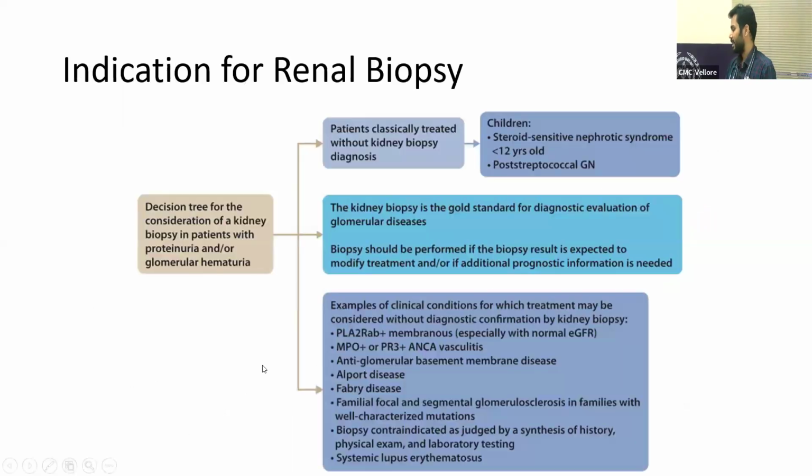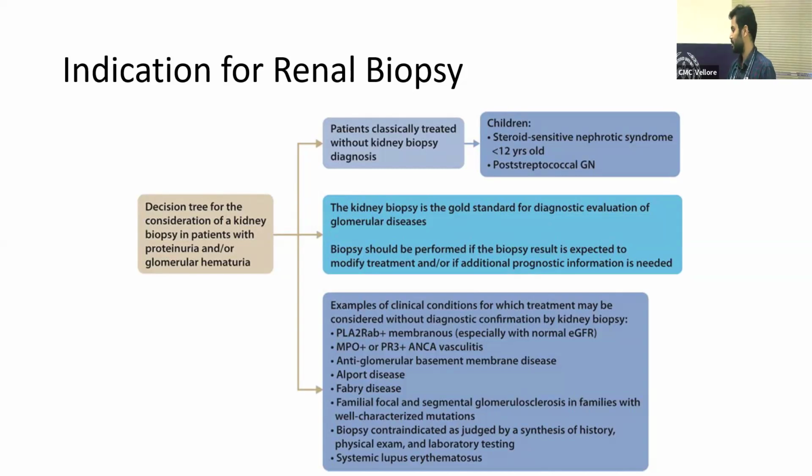As per KDIGO, in most adult patients renal biopsy is indicated, except in children less than 12 years and when post-streptococcal glomerulonephritis is suspected. And in some extreme conditions, if the patient is presenting with severe renal dysfunction, may not be cooperative, or may be too sick to undergo renal biopsy, then if serological evidence of some glomerular disease is there, you can directly treat the condition.